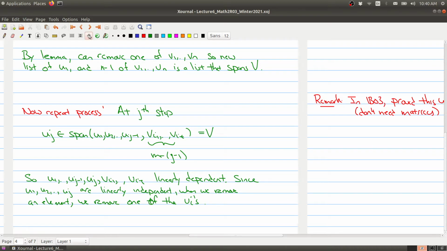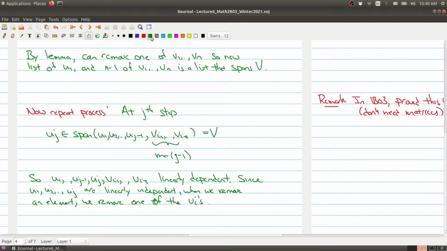So what ends up happening is that at the next step, you have something like this. So you remove one of the VIs and you put in the UJs. So you have that U1 up to UJ, and then V, and we don't actually know what all these indices are, right? So we'll just write it as V K sub 1, V K sub 2, up to V K sub J, and there are M minus J of these guys spans V. Okay, so they span V.